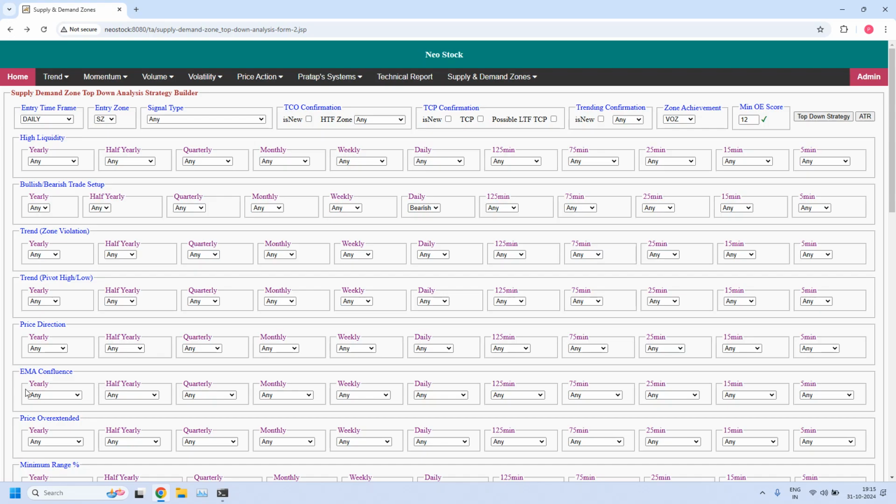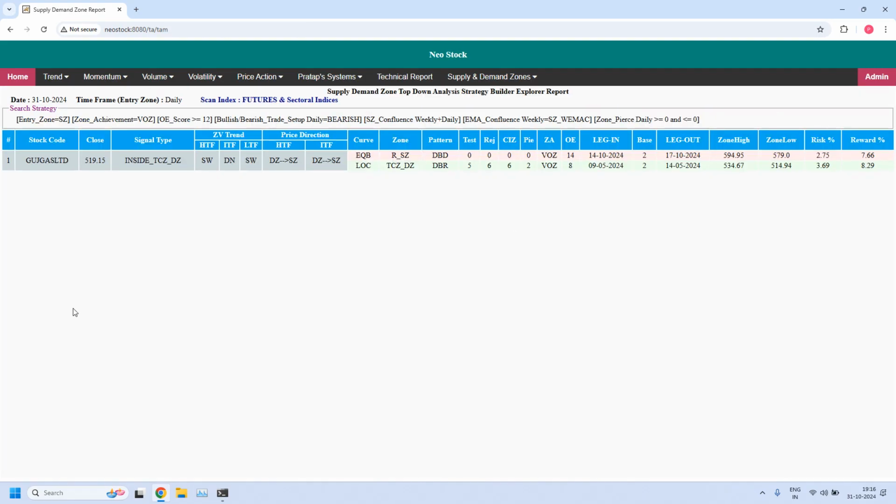Let's verify. So in the EMA confluence at weekly time frame, weekly supply zone with weekly EMA confluence filter, we got one stock. So it is an even more high probability setup supported stock, because the daily supply zone is part of weekly supply zone, and that weekly supply zone is having weekly EMA confluence.